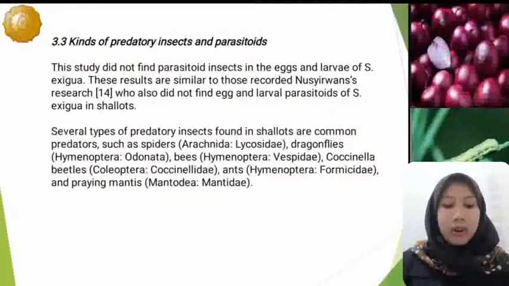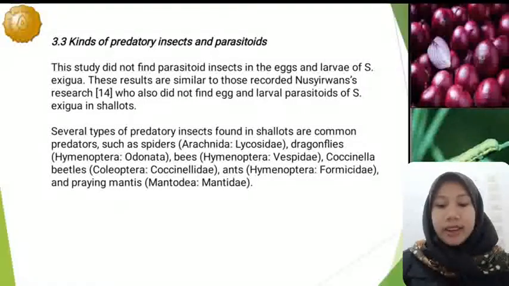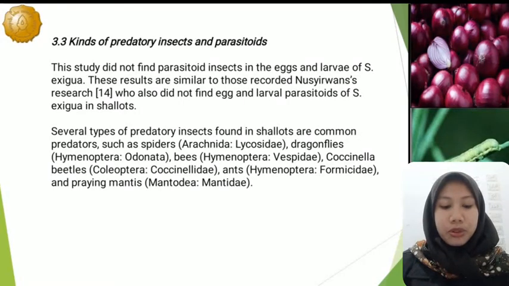3.3 Kinds of predatory insects and parasitoids. The study did not find parasitoid insects in the egg and larva of Spodoptera. These results are similar to those recorded in Nurture's research, who also did not find egg and larva parasitoids of Spodoptera in shallots. Several types of predatory insects found in shallots are common predators such as spiders, dragonflies, bees, ants, and praying mantis.